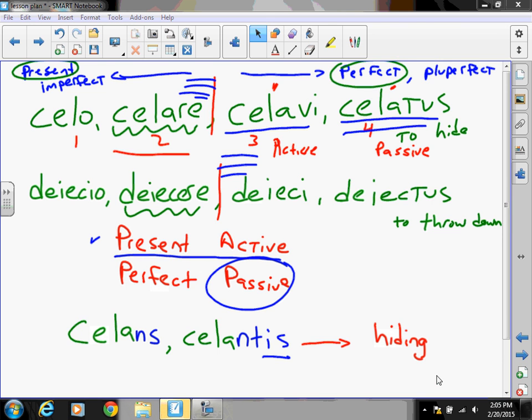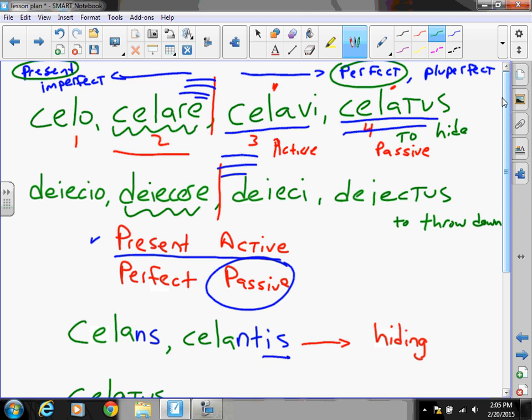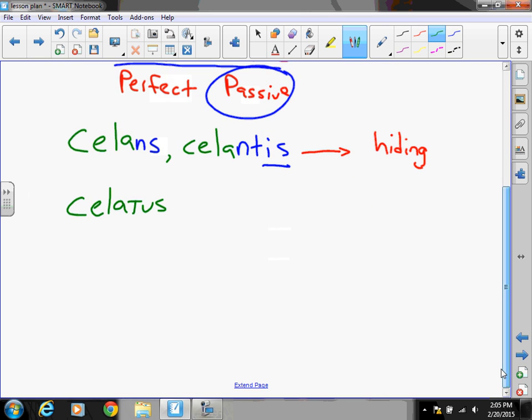There's no formation. We simply take kalatas, which is the fourth principal part of kalo. We have kalatas right here. And the only thing we're going to do is tell you what declension it belongs to by adding A, and that makes it a first declension adjective.